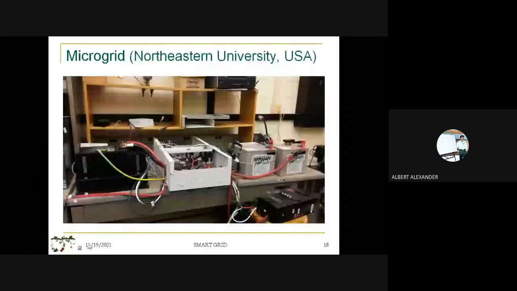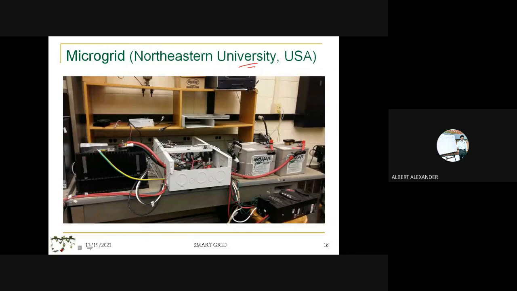So this is the microgrid we have established at Northeastern University. Similarly, the same microgrid is also available in Kongu Engineering College, which I have established. If you want to take any readings, or visit, or see how the signal conversion takes place, I invite you to visit. And this idea I got during my postdoc.